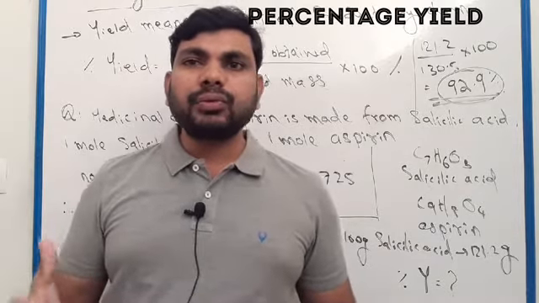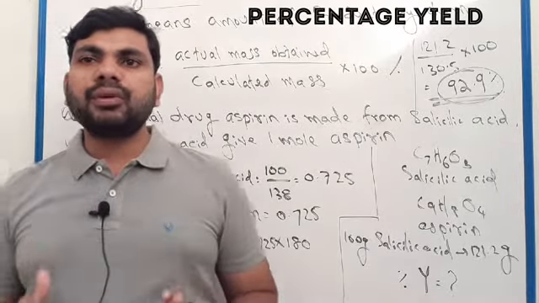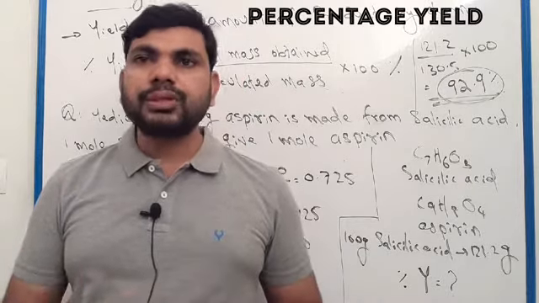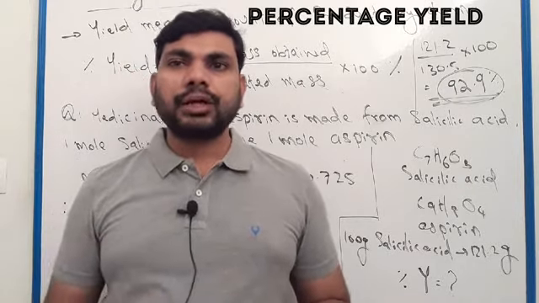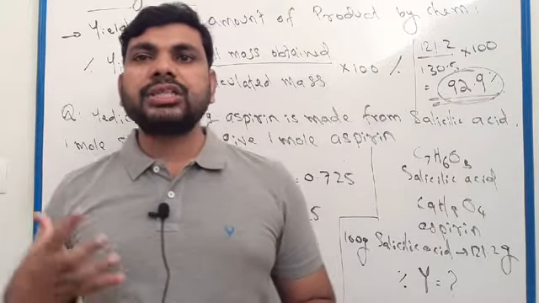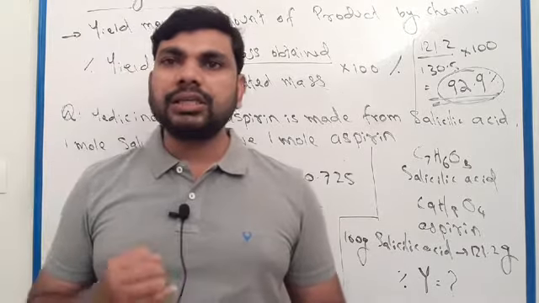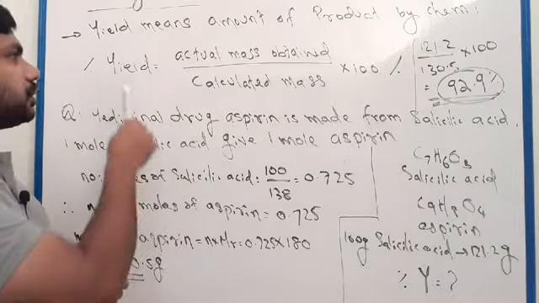Yield means the amount of substance formed by a chemical reaction. The amount of product formed during a chemical reaction is the yield. To find percentage yield, actual yield divided by theoretical yield times 100. This is the equation to find percentage yield.